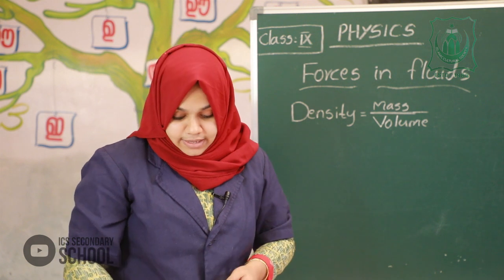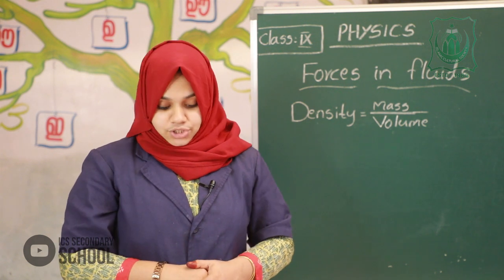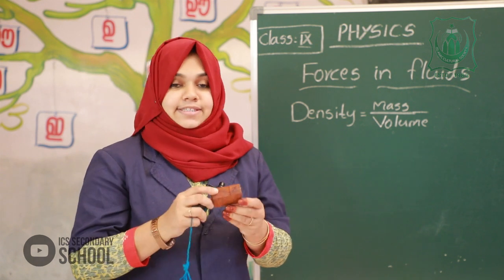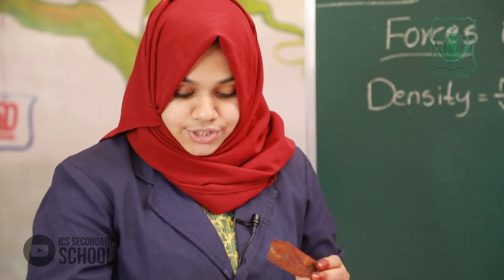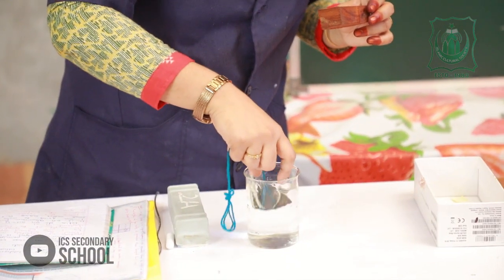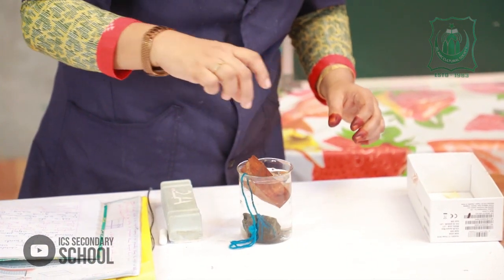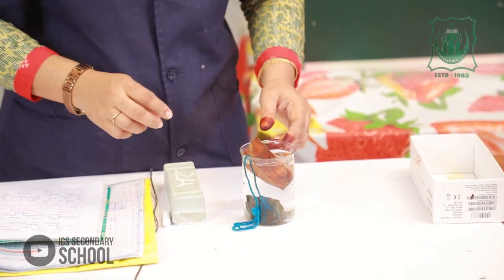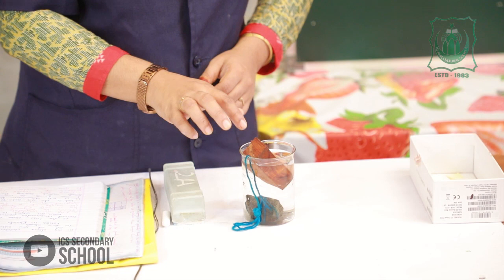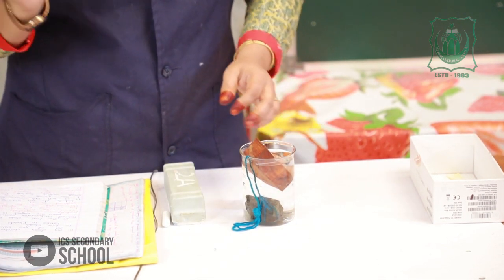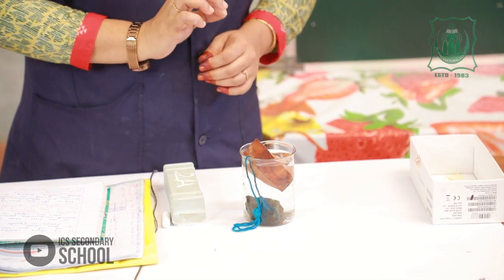To understand this better, let's do another experiment. So, what is this? Yes, this is a wooden block and this is a stone. Then I place this wooden block and stone into this water. What do you see? The stone sinks in the water and the wooden block floats on water.